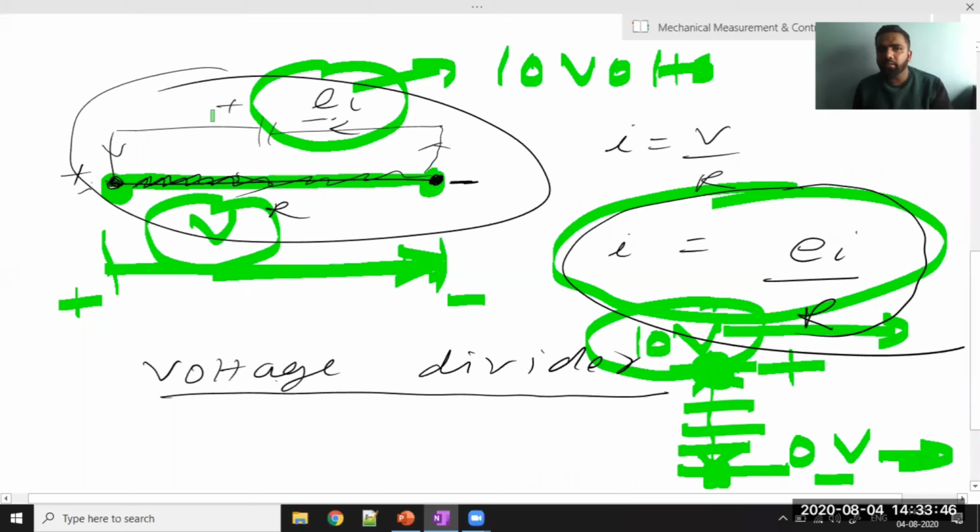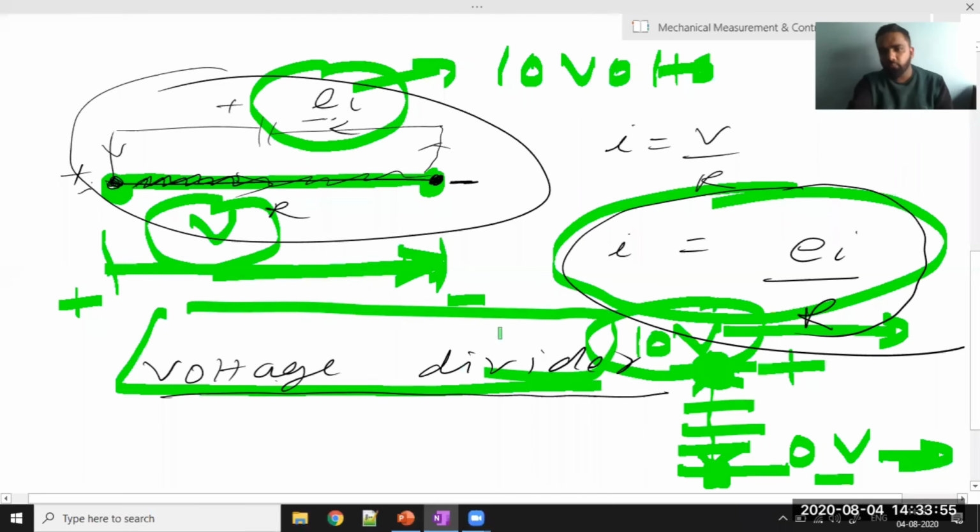And again, the current will flow from here to here. Okay. I hope you're getting what I'm trying to explain. So this is the basic concept of voltage division. So what can you understand from this? One important thing, I'll just show you.